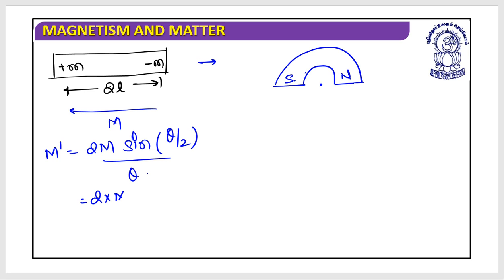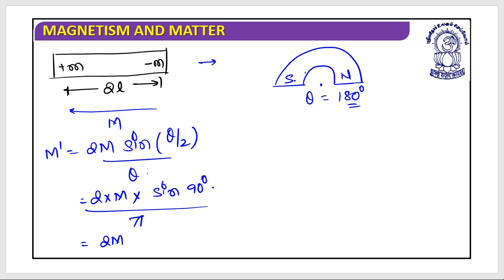This is equal to 2 into m into sine theta by 2 over theta. Here theta is 180 degrees. So this is 2m sine 180 by 2, which is 90 degrees, divided by theta. Theta could be written as pi. So sine 90 is 1, and this could be written as 2m by pi. This is one of the options.